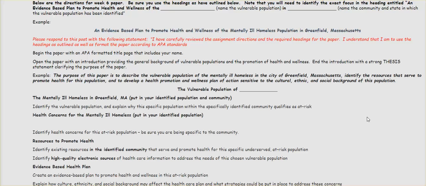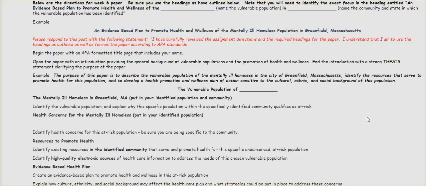So in this case, with my example, it's the vulnerable population of the mentally ill homeless in Greenfield, Massachusetts. That would be your main top title, centered. Then the next heading, which would be left justified, would be the name of your population and the location. So in this case, I've said the mentally ill homeless in Greenfield. Maybe your population you chose are obese adolescents in a city in Maryland, whatever.